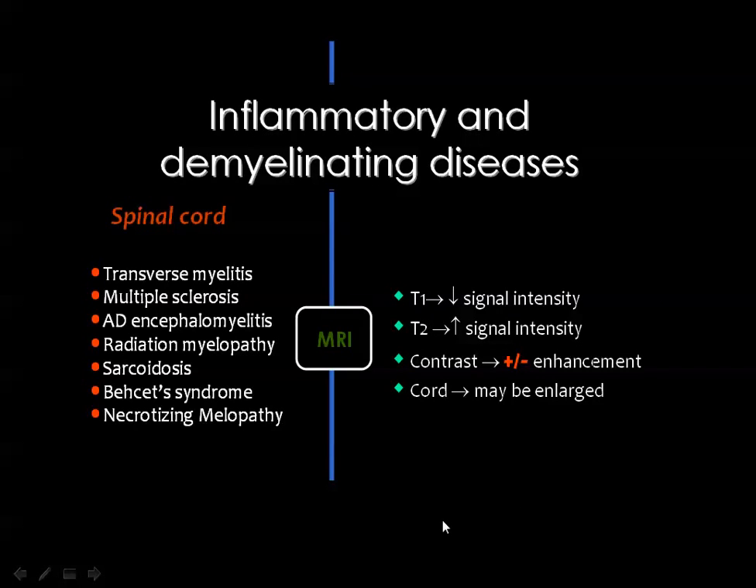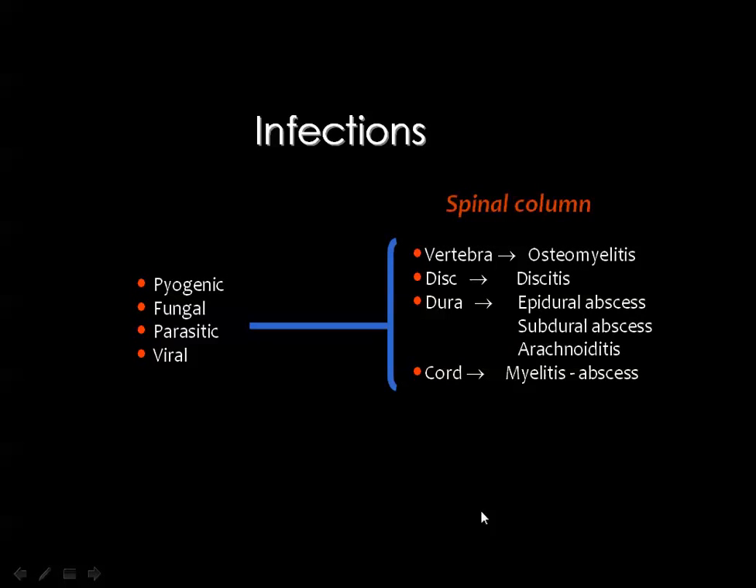These are the main causes of myelopathy, and as I have said, they always or almost always show the same MRI findings. Then in the vertebral column, the inflammatory organisms will lead to affection of the vertebral body, leading to osteomyelitis, inflammation of the disc, leading to discitis, inflammation of the inside of the spinal canal will result in epidural abscesses or subdural abscesses, or inflammation of the arachnoid membrane, leading to arachnoiditis. And finally, you get cord inflammation in the form of myelitis or intramedullary abscess formation.